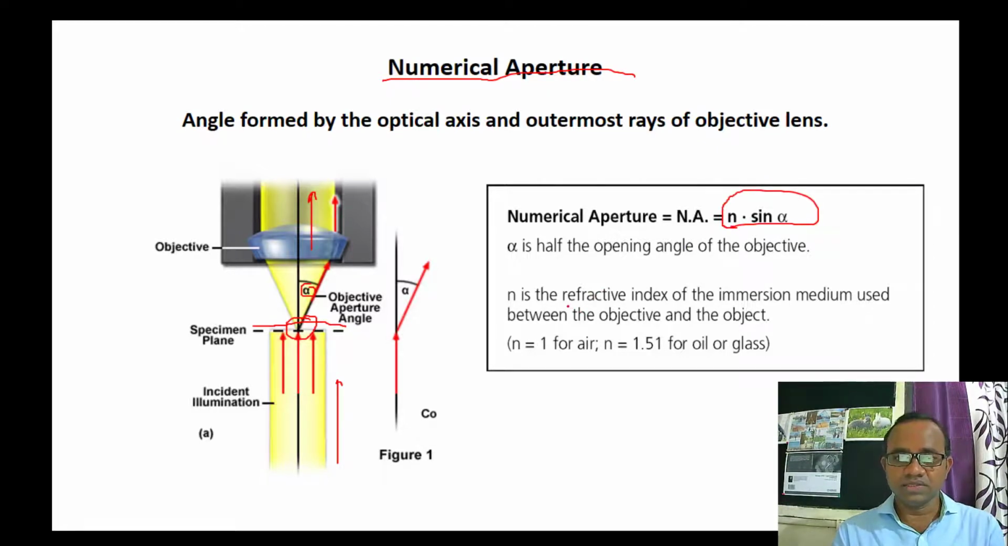Now the n is what? N is the refractive index of the medium which is present between this object and the objective lens. Here you have to remember one important thing. What is object? Object is a microorganism. What is the objective lens? It is the lens which is fitted in the microscope. So object and the objective, these are the two things, right?